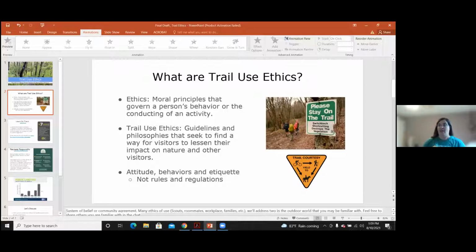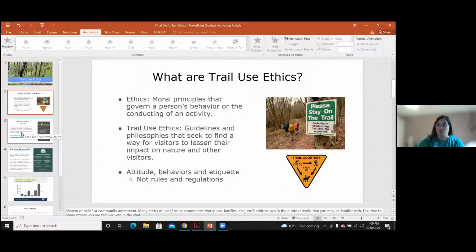There are many, many different kinds of ethics of use. In preparing for this presentation, I found that the Boy Scouts have an ethic of use. I've had a lot of community agreements in the past year with groups that I've worked with. I've had agreements with roommates, in the workplace, with families, things along those lines.